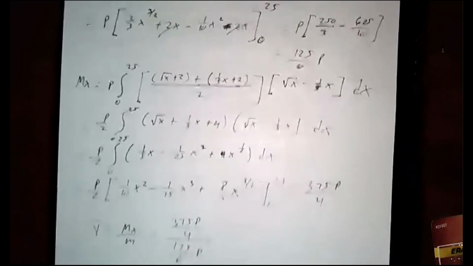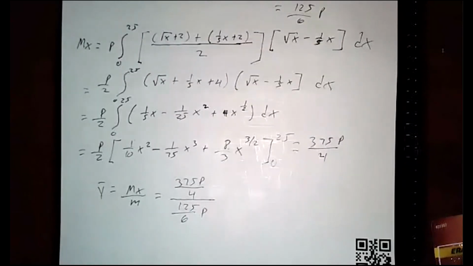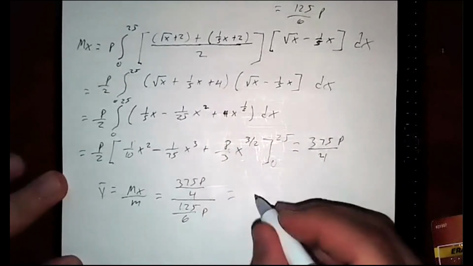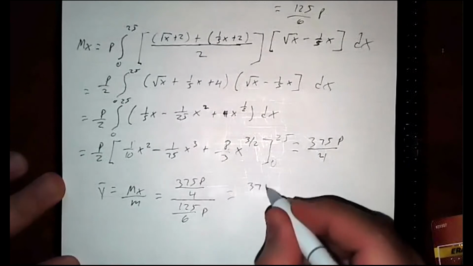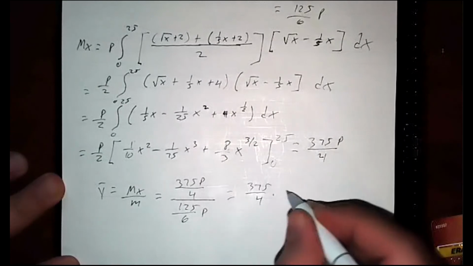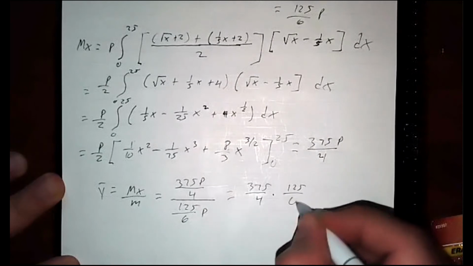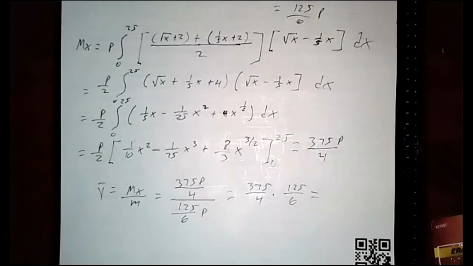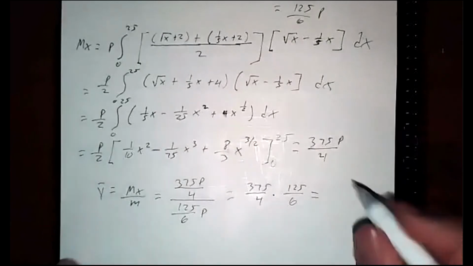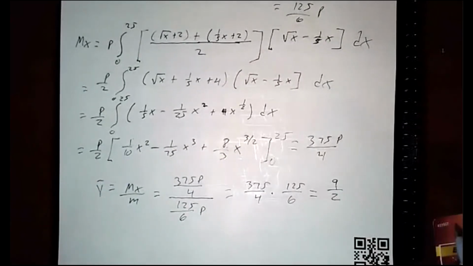So you see how the p's are going to cancel, right? So these p's will be gone. You'll be left with 375 over 4 times 125 over 6. That should be 9 over 2 for y bar. Okay, so we got y bar.